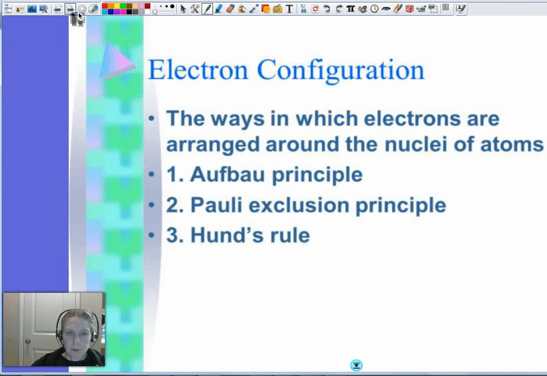So there's a couple ways to do electron configuration. It has to do with the ways in which the electrons are arranged around the nuclei of atoms. And we have 3 things that determine how they're configured. We have the Aufbau principle, Pauli exclusion principle, and Hund's rule.